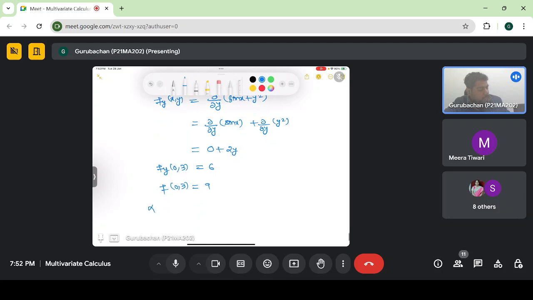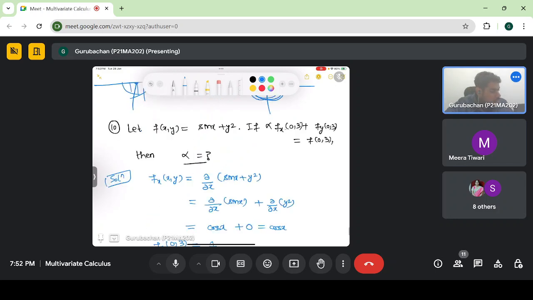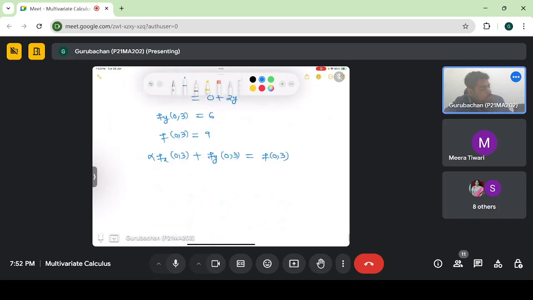So we have the equation alpha times fx(0,3) plus fy(0,3) is equal to f(0,3). So it will be alpha times 1 plus 6 equal to 9. Alpha is equal to 9 minus 6, which is equal to 3. I hope everybody is convinced with this answer, alpha equal to 3.